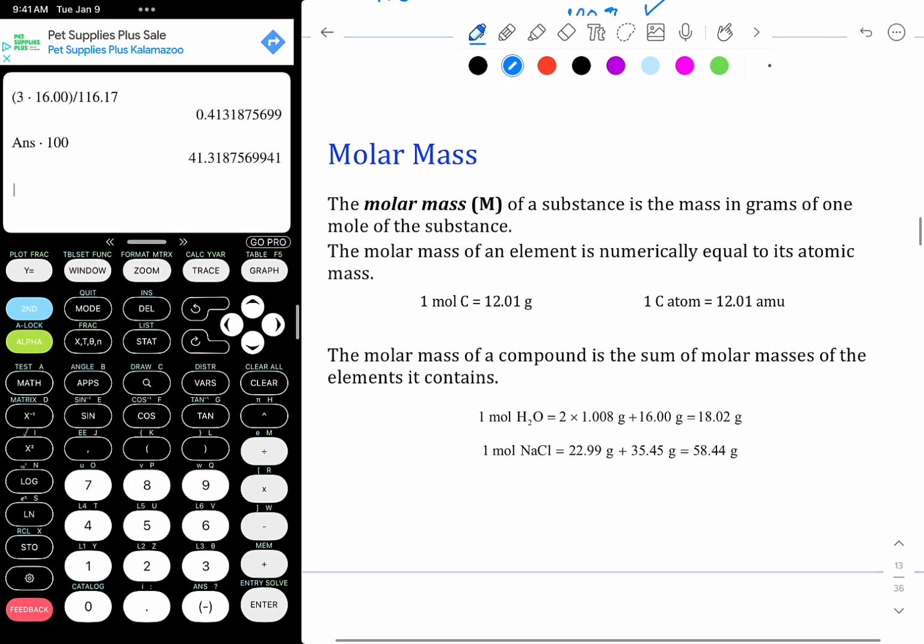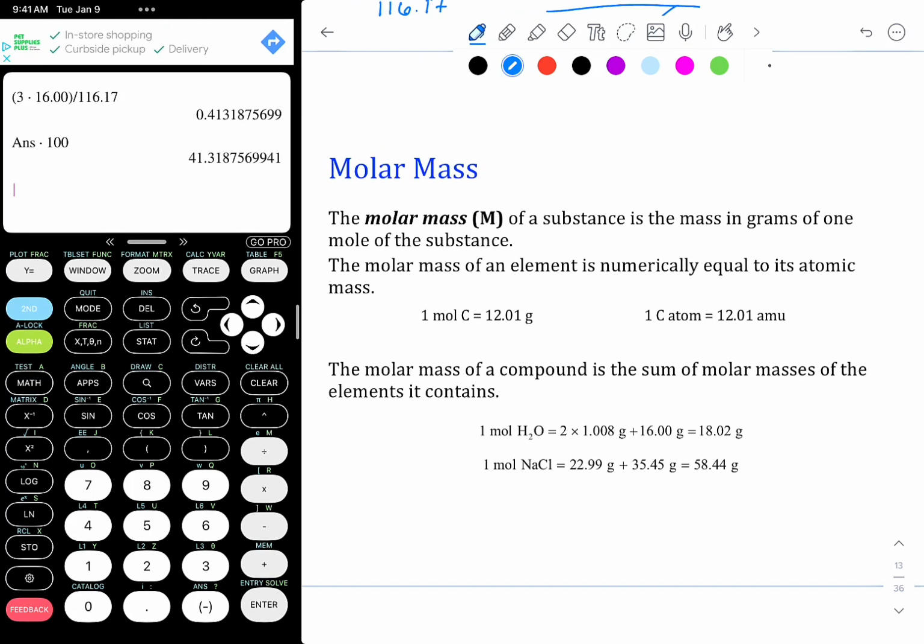So now that we can find the percent compositions of all of our elements and our compounds, let's talk about the larger scale and talk about molar mass. Just like atomic mass, we've talked about molar mass in the past, back in chapter 2, I believe. We said that the molar mass of a substance is the mass in grams of 1 mole of a substance. The molar mass of an element is numerically equal to its atomic mass.